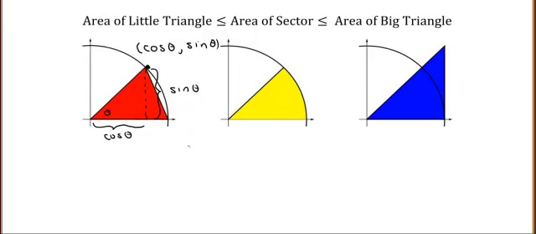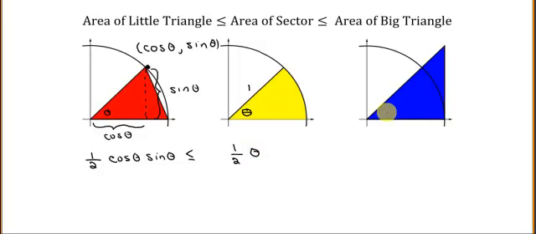And so the area of this is going to be 1/2 base times height. 1/2 cosine of theta is the base times the height is sine of theta. This area is less than or equal to the area of the sector. And if the sector has angle theta as its central angle, from before we saw that since this was the unit circle, the radius was 1, the area of that sector was 1/2 theta.